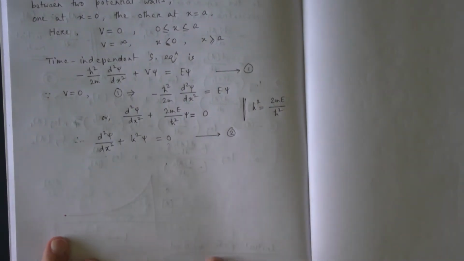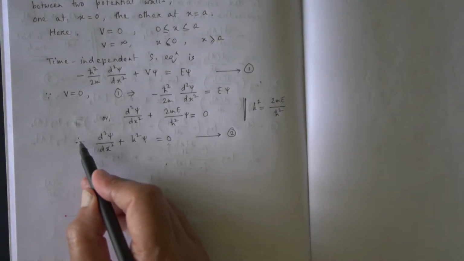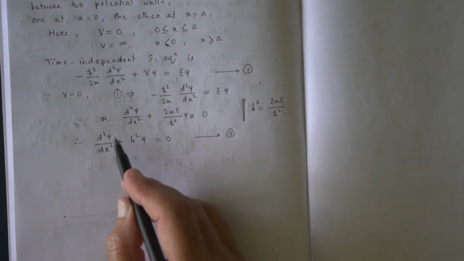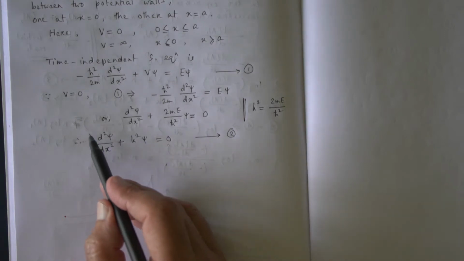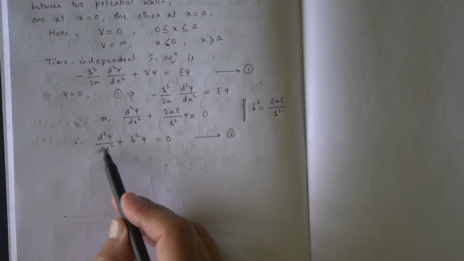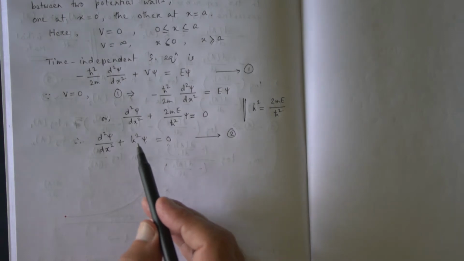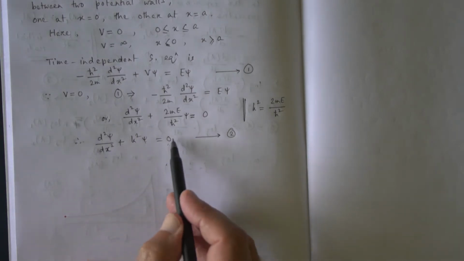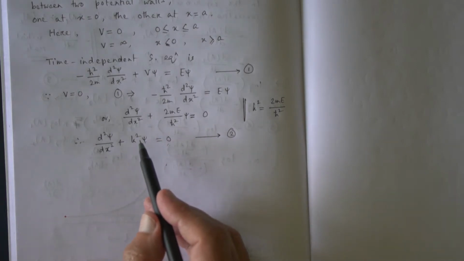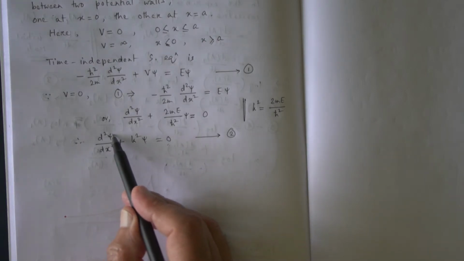So now the equation is this. This is a second order differential equation, just like d2y by dx square plus k square y equal to 0, and we have already discussed how to solve this type of differential equation. To solve a differential equation means we have to find out the value of psi.